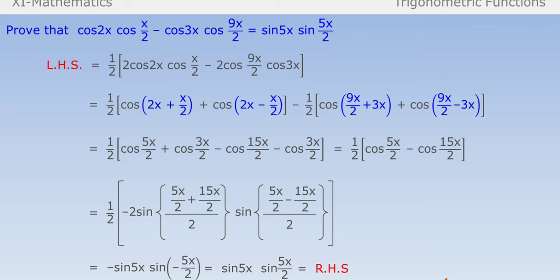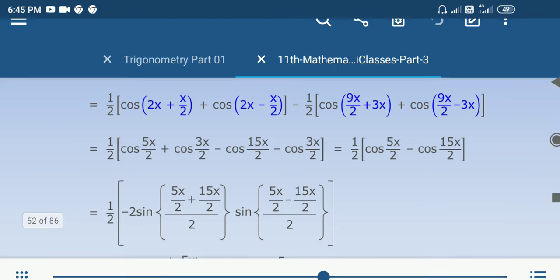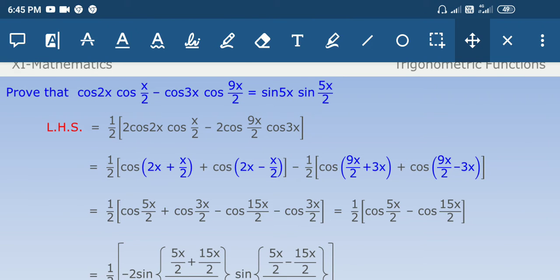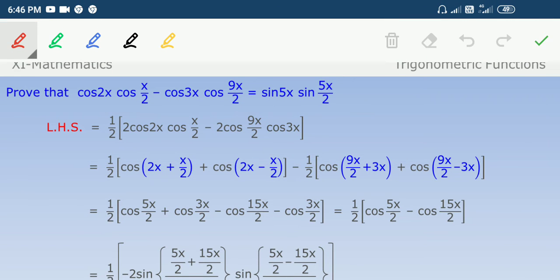Yes, students. So today we are going to study this question: cos 2x into cos x by 2 minus cos 3x into cos 9x by 2, and we have to prove it equals sin 5x into sin 5x by 2. Now see what we have to do.